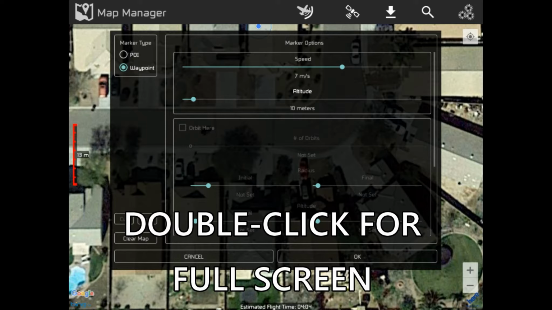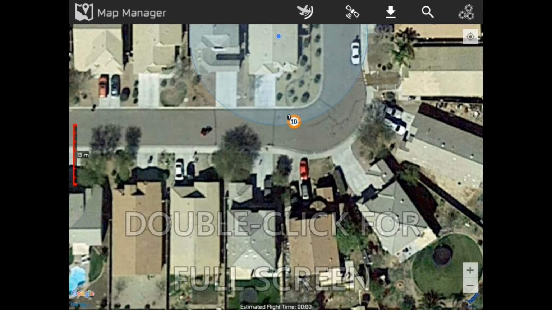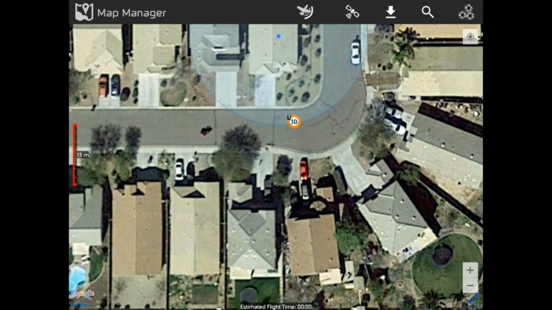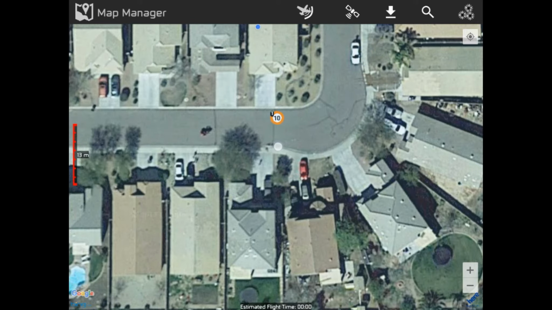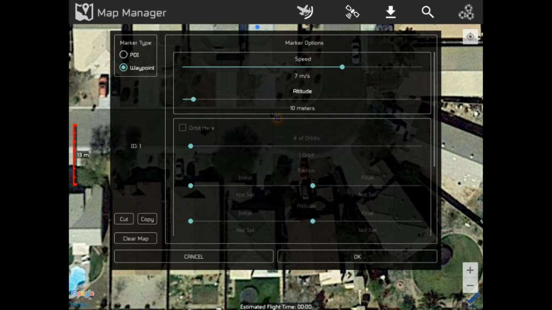And we'll leave that like that. Okay, so that's our first waypoint, and it's at 10 meters. And we're going to move it right about there at the end of my driveway. All right.